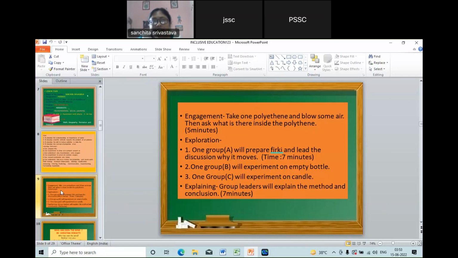We all have done it that way. Okay, so we can do that. Then next, after exploring, you can always ask the group leaders to explain the method and conclusion. So you see, 7 and 5 minutes you have already covered. Okay, now I'll tell you one thing. We were dealing with air around us.